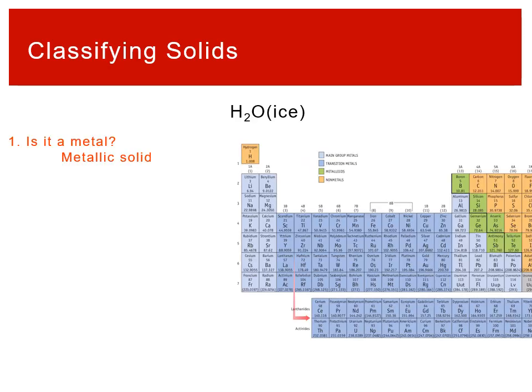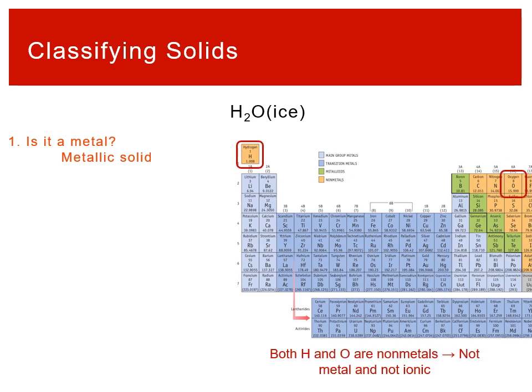I'm going to start with H2O as ice. So the first question we want to ask is, is it a metal? And where we always need to start is finding the atoms on the periodic table. So hydrogen is number 1 up in the top left. Oxygen is number 8. These are both nonmetals. Hydrogen's a bit tricky over on the left side, but it is raised off to demonstrate that it's a nonmetal. These are both nonmetals, and so that tells me that no, this is not a metallic solid. In order to have a metallic solid, all elements in the compound need to be metals.